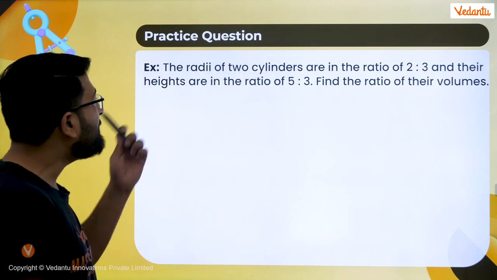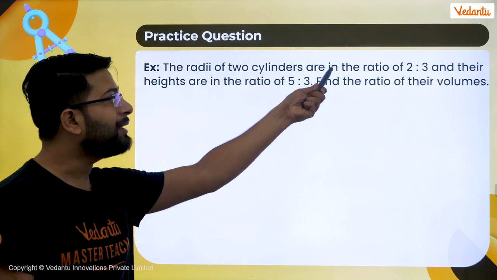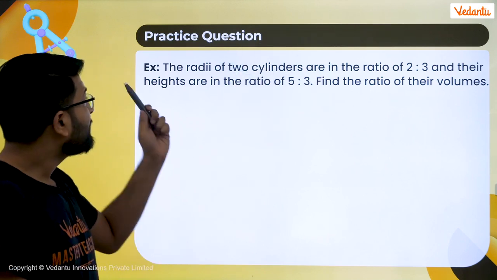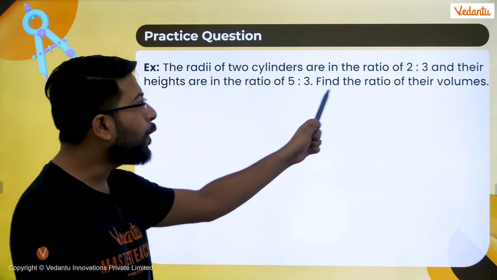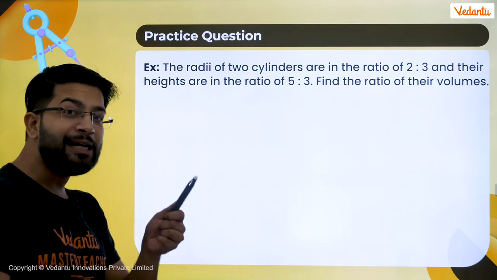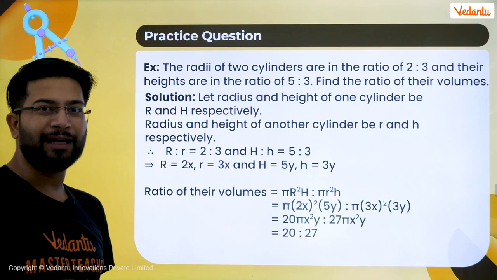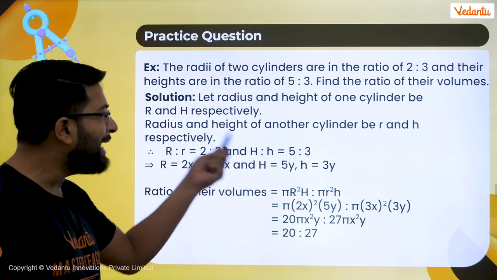Very good. Now champ, let's see one more question. The radii of two cylinders are in the ratio of 2/3. The heights are in the ratio of 5/3. We have to find the ratio of their volumes. We know that the volume of each cylinder is pi r square h, right? So champ, we know the radius ratio, we know the height ratio.